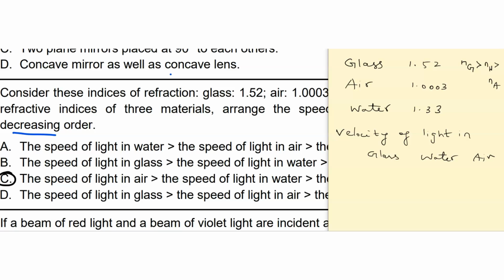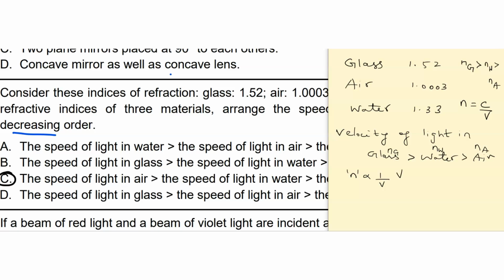Okay, so we need to find the relation relating the refractive index and the velocity of light. What is the formula? n is equal to c by v. Okay, so c is constant, n and v are inversely related. So the refractive index is inversely proportional to the velocity of light. So which has the greater refractive index here? Glass. So n of glass is greater compared to the refractive index of water, which is again greater than the refractive index of air.